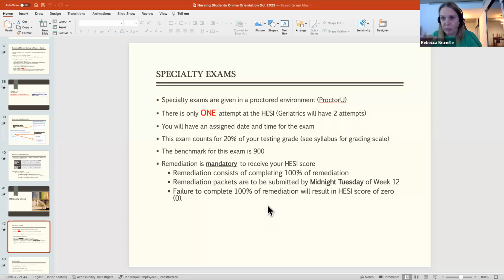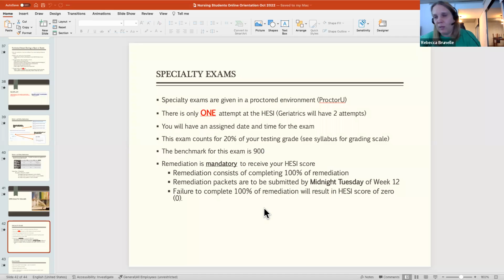And you'll see your score when you take it. So you're not going to have to wait for me. I will eventually put your score into Canvas, but you'll see your score as soon as you finish taking the exam. And remediation is mandatory, so it'll be based on your score. For example, between 800 and 900, I think you have to remediate for 1 hour. As we get closer to when you take the HESI, I'll put the remediation time based on your score in the announcement section, so you kind of know what to expect.